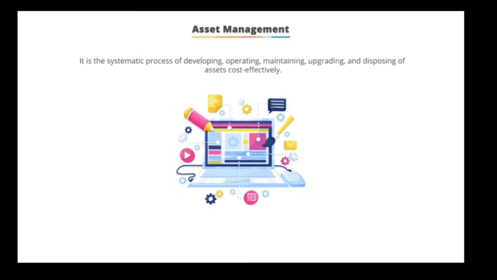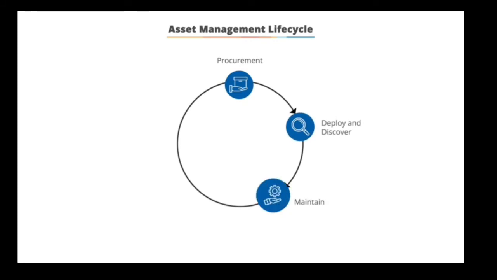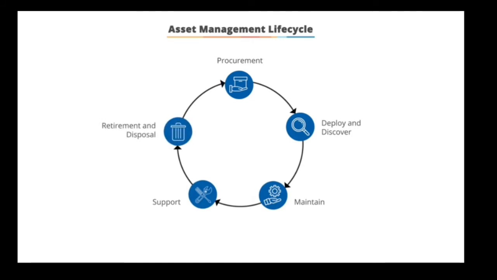Assets include all elements of software and hardware that are found in the business environment. Asset management is a process which is used to record and track an asset throughout its life cycle, from procurement to disposal. In the asset inventory management life cycle, we go from procurement to deployment and discovery, to maintain, we support, and then eventually when the asset has neared its end of life cycle, we retire and dispose.